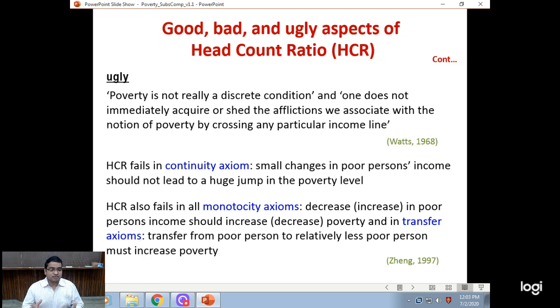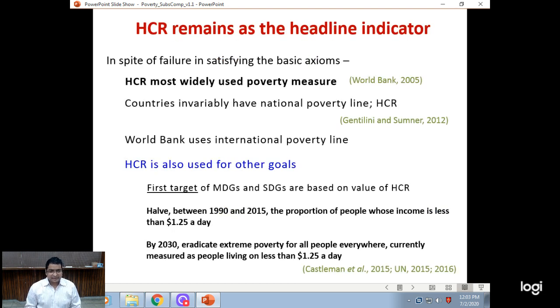Suppose the poverty line is 10 units of monetary value, and suppose somebody is at 9 units versus somebody who has 1 unit, or the person's income actually falls from 9 units to 1 unit. The headcount ratio would not be able to capture that. So in that sense, it would also fail the monotonicity axiom.